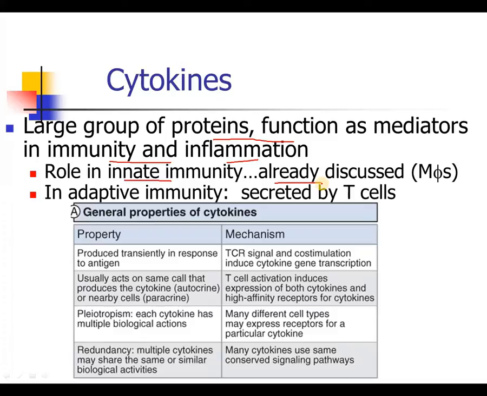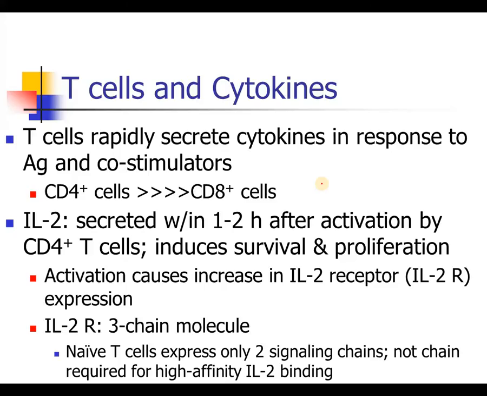But with regard to adaptive immunity, which is where we're focused right now, cytokines are secreted by T cells, again, particularly the CD4 positive T cells. In the table, you've seen this before, are some general properties of cytokines. I'm not going to review them specifically, but there are some specific examples for T cells. Instead, I want to focus on some particular cytokines that are associated with T cell activation function, effector function.